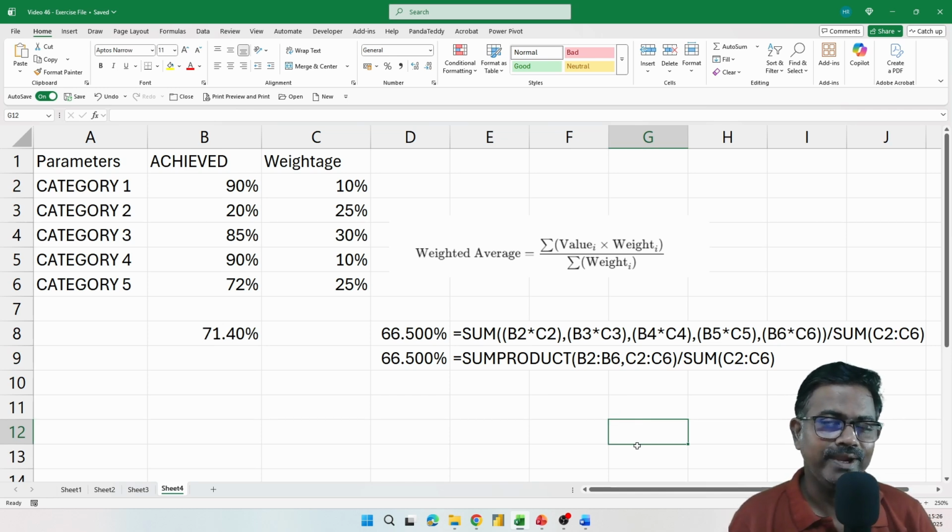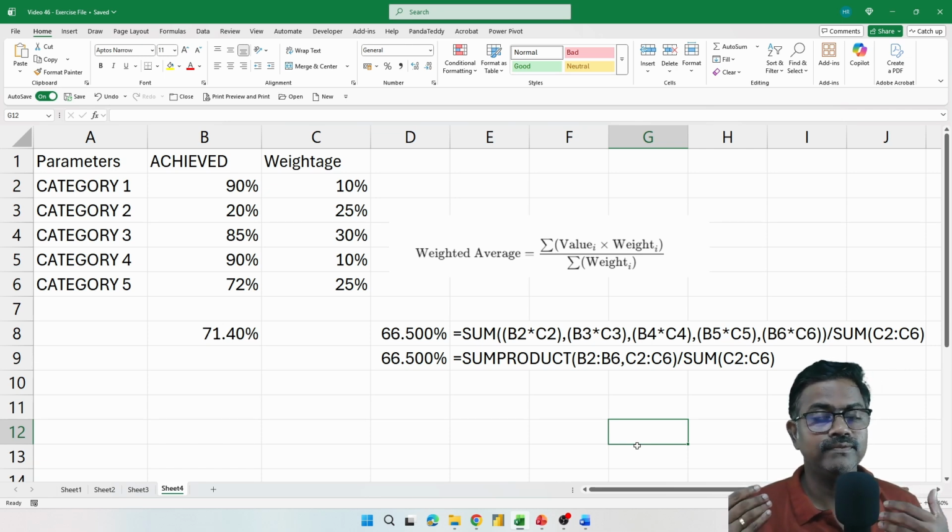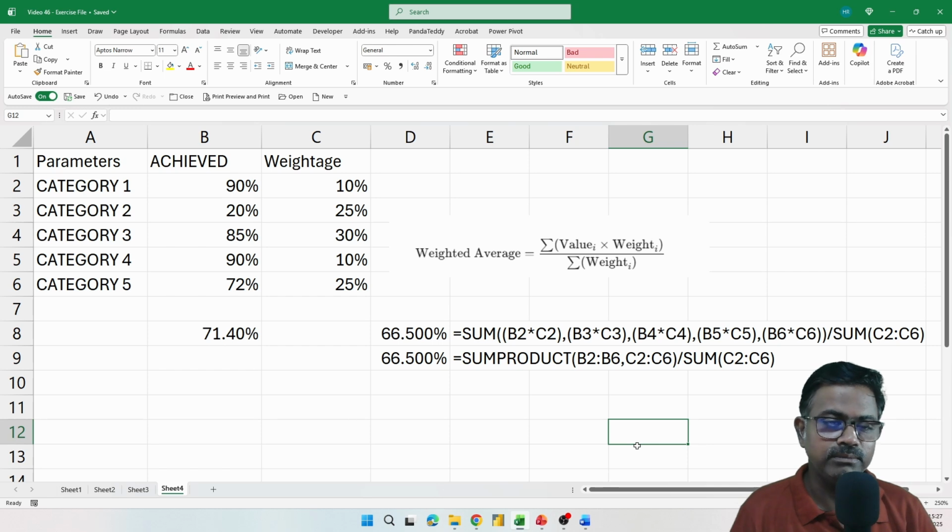So ideally, weighted average means you will have a weightage allocated for a specific value, and that has to be considered by multiplying it, and then you have to add, and then you have to divide it by not the number of values, but the weightage value. That's what you have to divide it by, and this is the formula we need to go for.